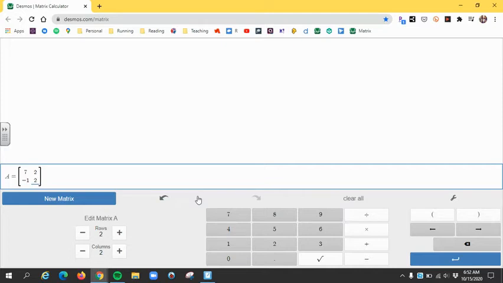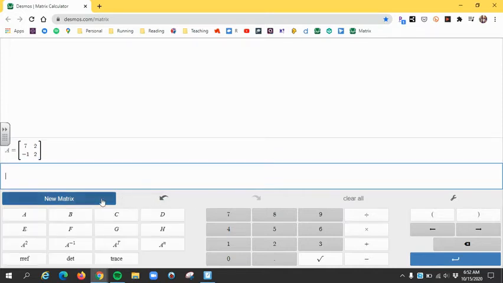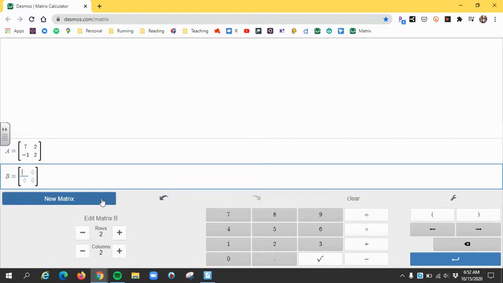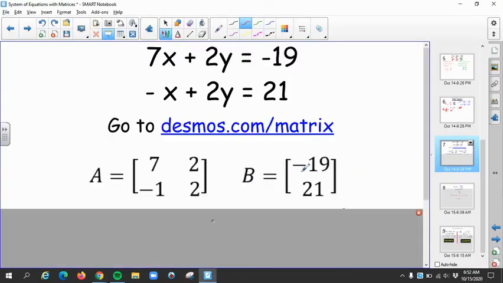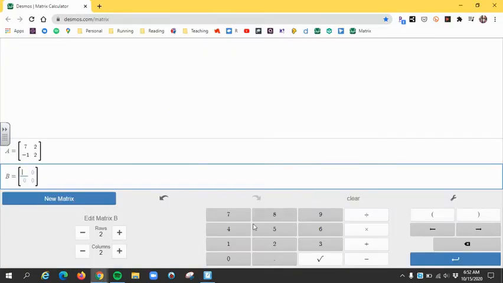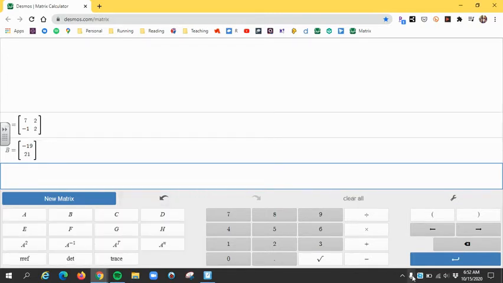Enter or hit New Matrix. And for matrix B, I'm going to type in my numbers for my coefficients, the -19 and the +21. Notice I have to change my number of columns to a 2-row, 1-column matrix. And then you can hit enter, or you can simply hit this button at the very bottom right corner of your screen. So what I need to find is the inverse matrix of A.